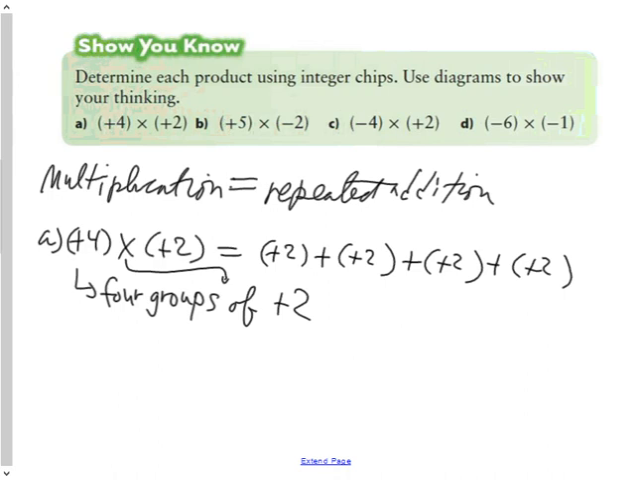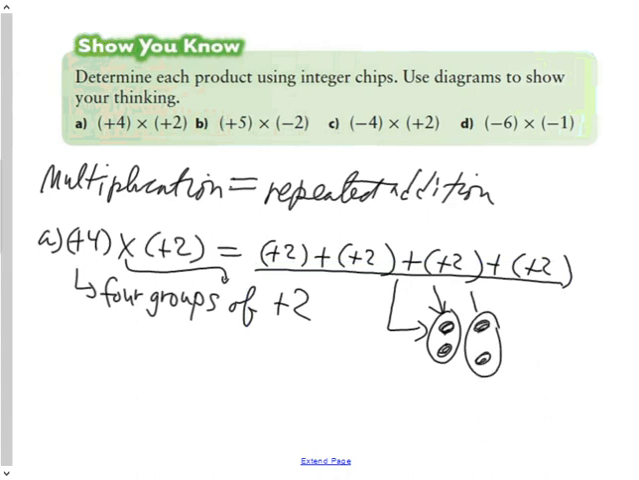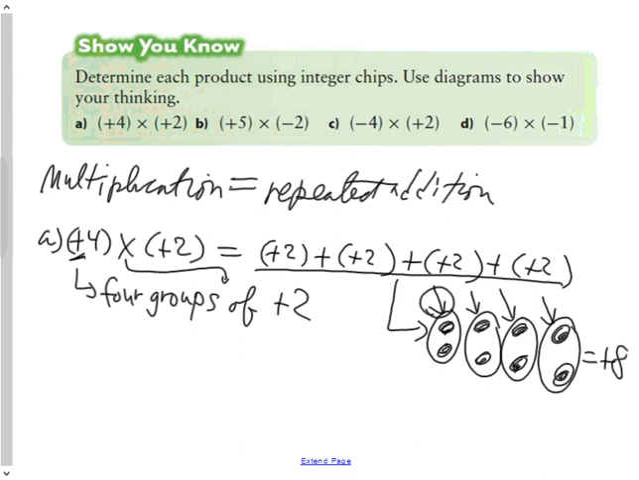But it says use modeling of integer chips. So by taking this repeated addition, we can think of it as being a positive 2, adding a positive 2, and then I can simply clone this. There's 2 groups of positive 2. When we examine it as adding 4 groups, this arrow coming in is really the same thing as adding. And when we add groups, that means our first integer of our product is positive. So adding 4 groups of positive 2 would result in an answer of positive 8. So positive 4 times a positive 2 equals a positive 8.